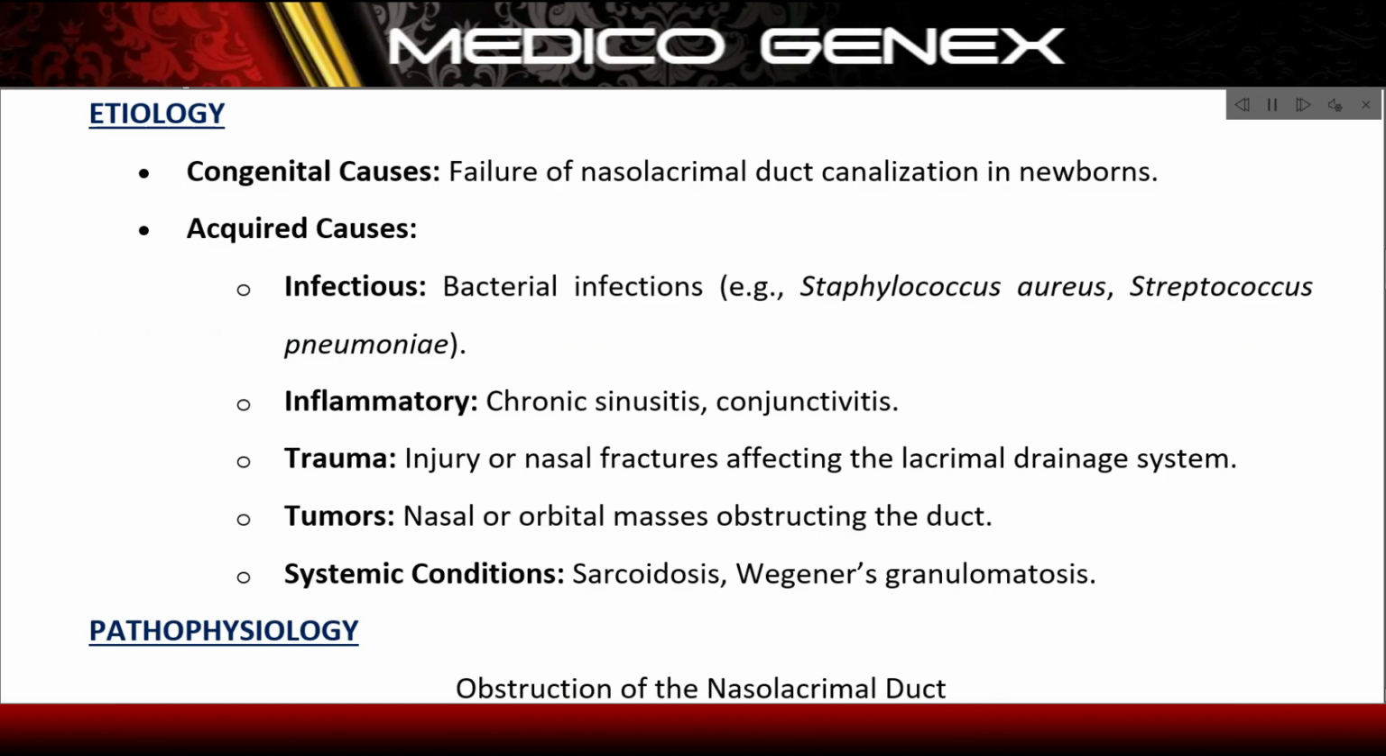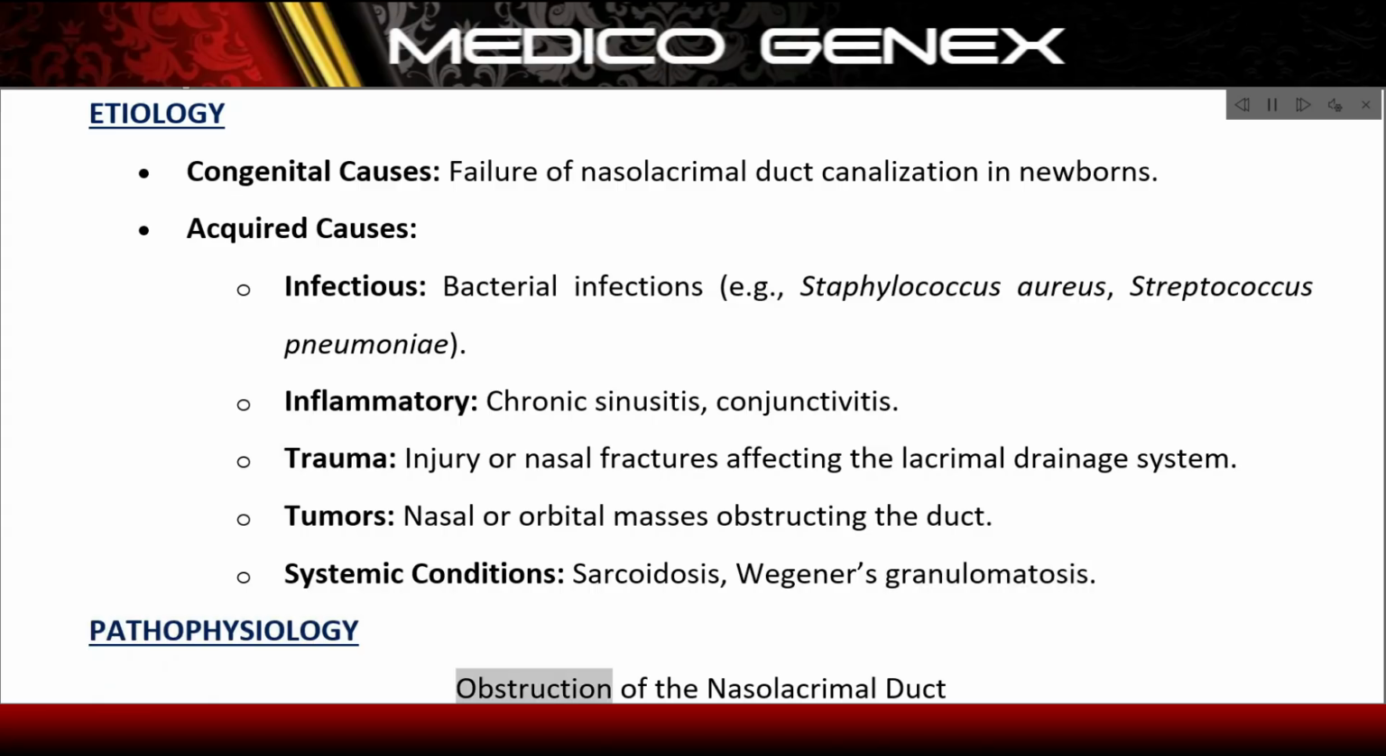Etiology. Congenital causes, failure of nasolacrimal duct canalization in newborns. Acquired causes. Infectious, bacterial infections, example Staphylococcus aureus, Streptococcus pneumoniae. Inflammatory, chronic sinusitis, conjunctivitis. Trauma, injury or nasal fractures affecting the lacrimal drainage system. Tumors, nasal or orbital masses obstructing the duct. Systemic conditions, sarcoidosis, Wegener's granulomatosis.